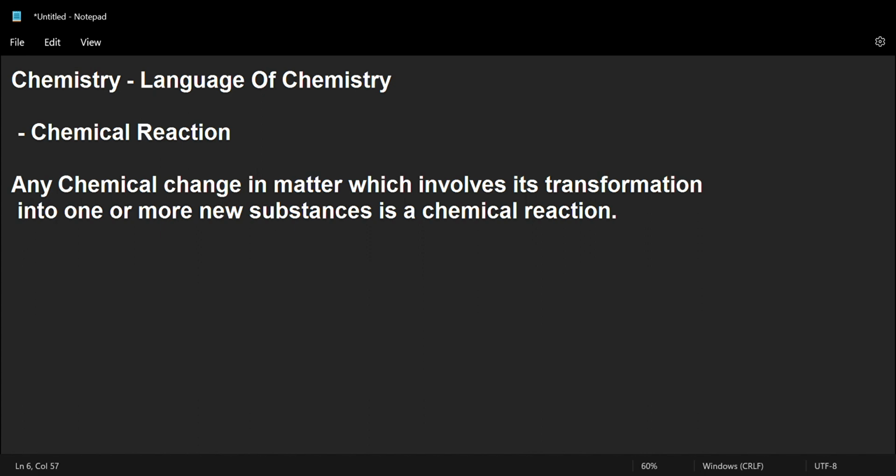The example of a chemical reaction is the burning of a candle. So if we burn a candle, that will be an example of a chemical reaction. So we are going to be writing, the example is burning of candle.